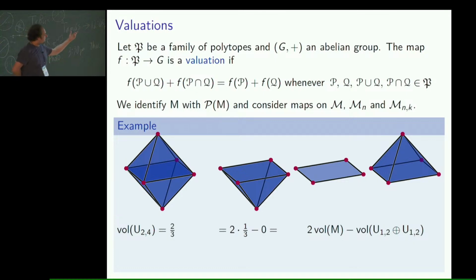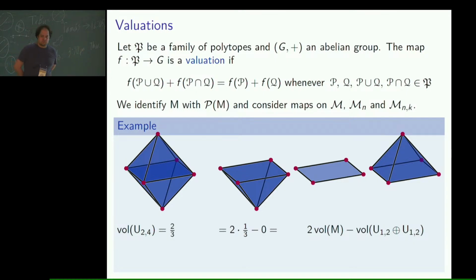But what is a valuation? It has to fulfill one property. So not every function into a group will be a valuation. But if you have two polytopes, it might happen, you can be lucky, that the union of these two polytopes is again a polytope. The intersection of convex sets is always convex, so this will always be a polytope. And then you want this one equation. So you want that the valuation of the union plus the valuation of the intersection is the same as the sum of the valuation of the two original objects.